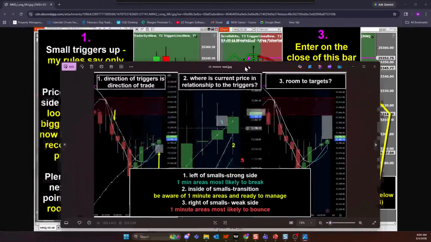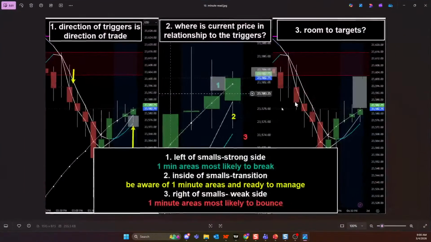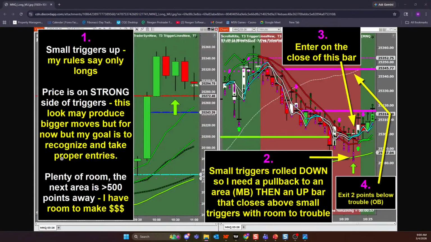So Don, the picture that I just dropped in the room discusses the relationship of price next to the small triggers on the large chart. You can use that to have an idea of how aggressive or how passive you may need to be in management. We'll talk about that today.